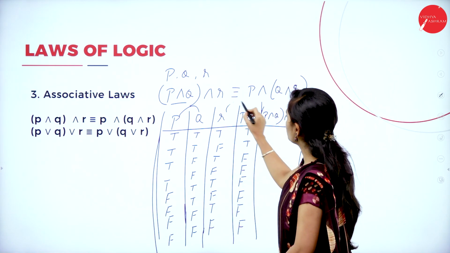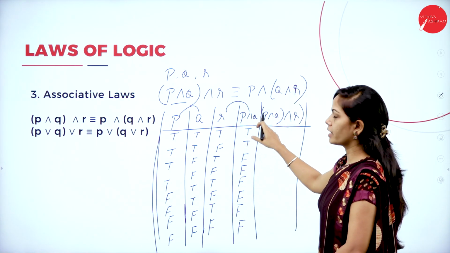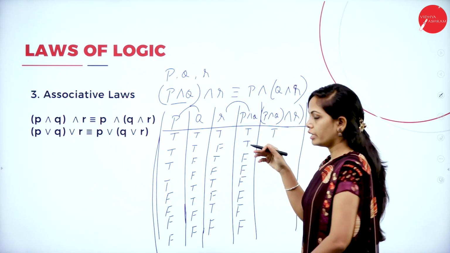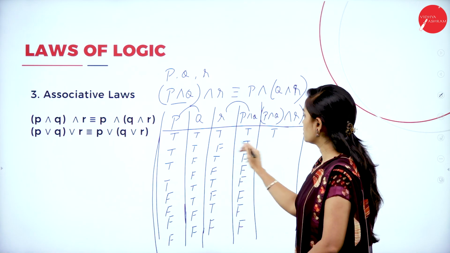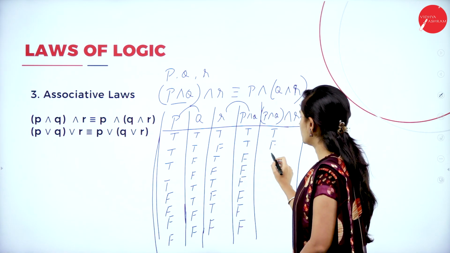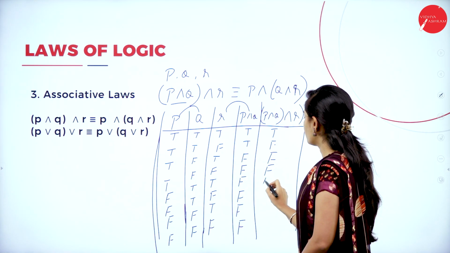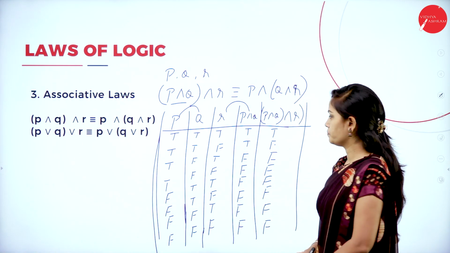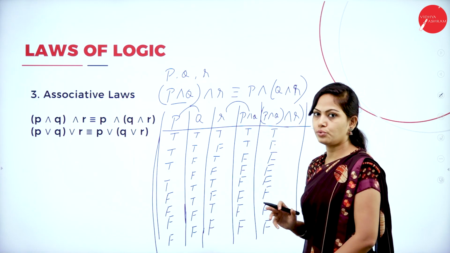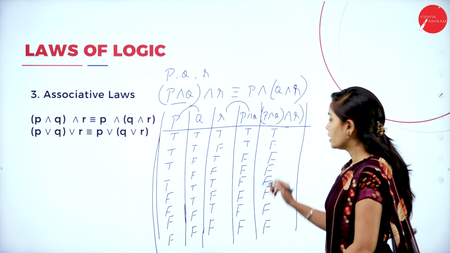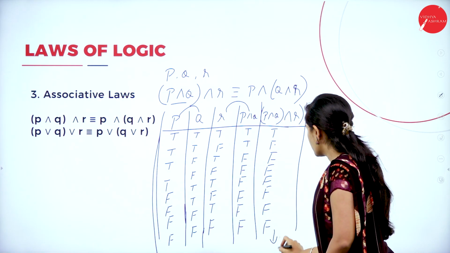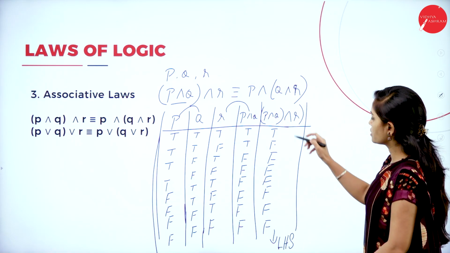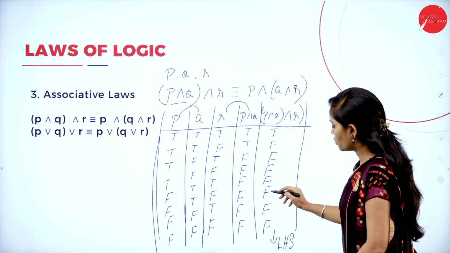And then P AND Q is ANDed with R. Just see these two columns now. True, true means it is true. If any one of the statements is false, it is false in the AND operation. So false, false, false, false, false. Only true, true means true in the AND operation. So this is our LHS truth values: true, false, false, false, false, false, false, false.